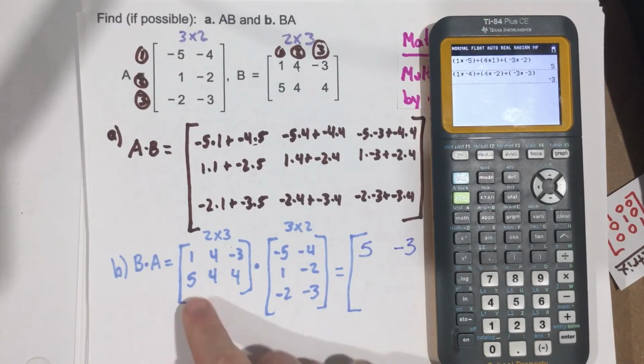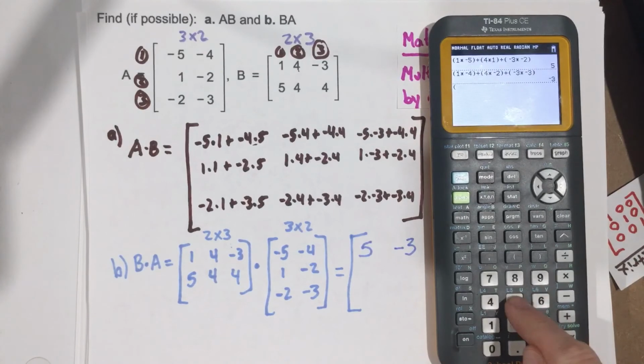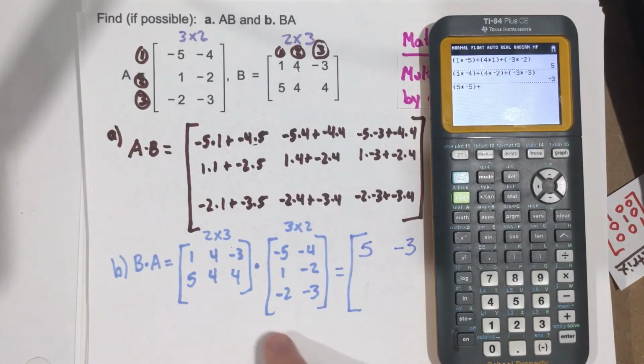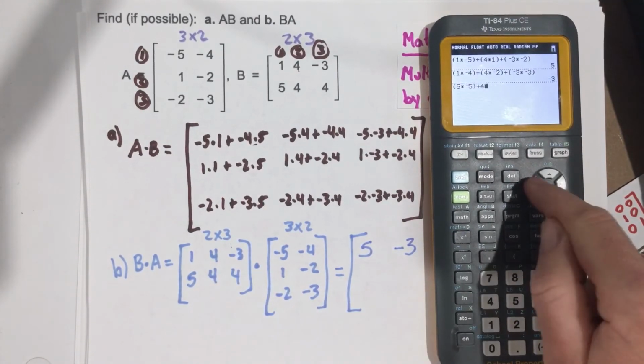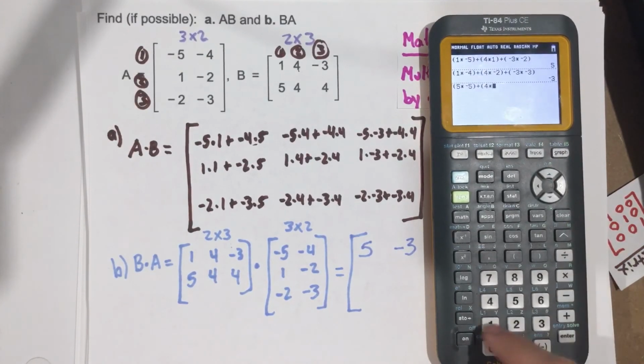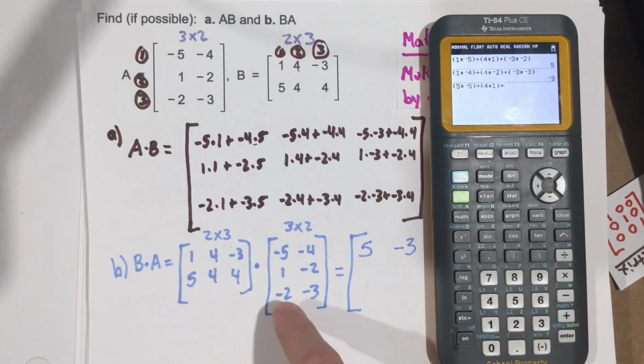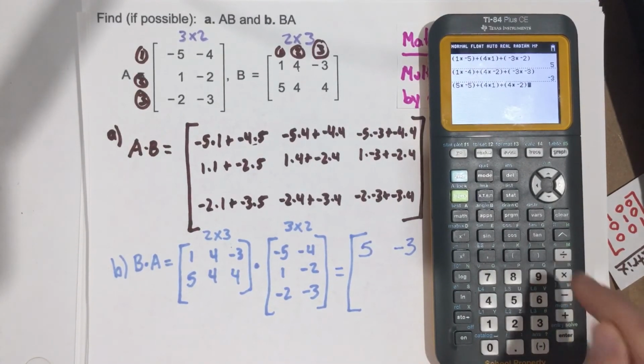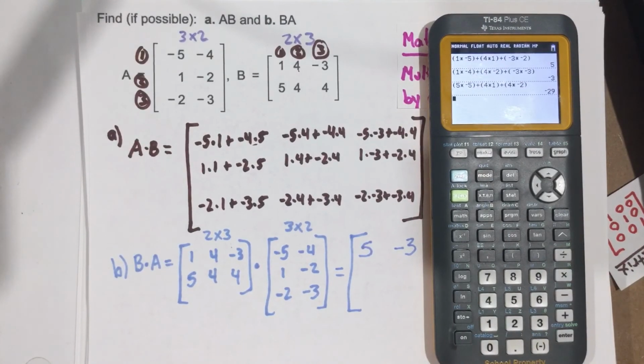Now we can go to the second row. Parenthesis 5 times negative 5 plus 4 times 1, put a parentheses there, plus 4 times negative 2. Negative 29.